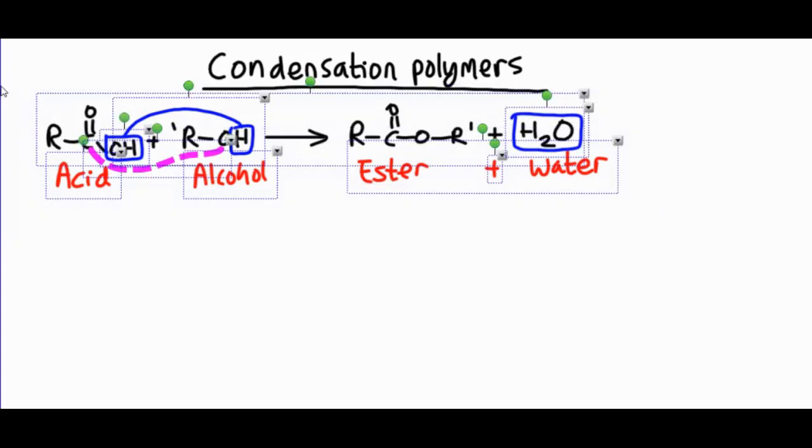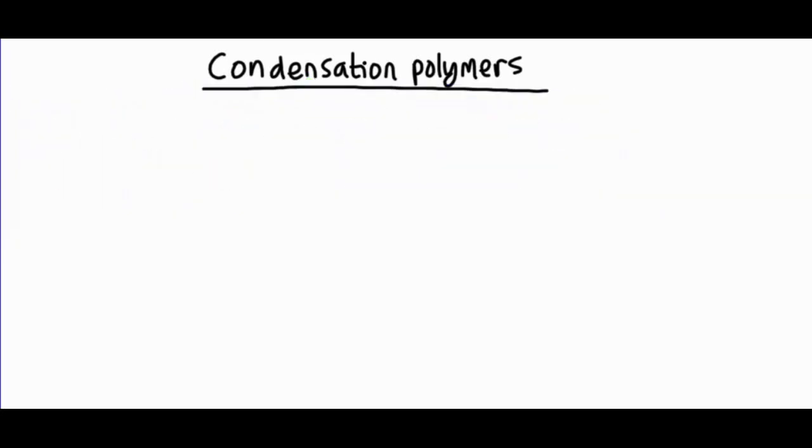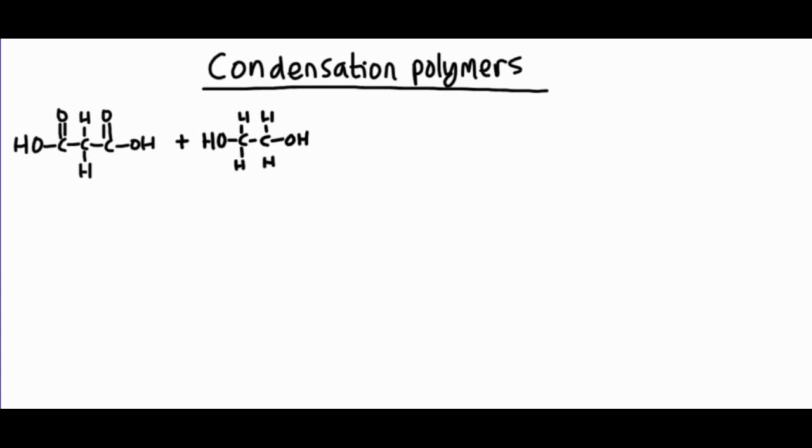But things start to get really interesting if we put two functional groups on each molecule. So for example, if we were to draw propan dioic acid, prop for 3 carbons, and dioic acid means there's 2 carboxylic acid groups on the same molecule, and then we react it with an alcohol that also has 2 alcohol groups on it. So let's have a look at ethan-1,2-diol. What reaction would happen now?